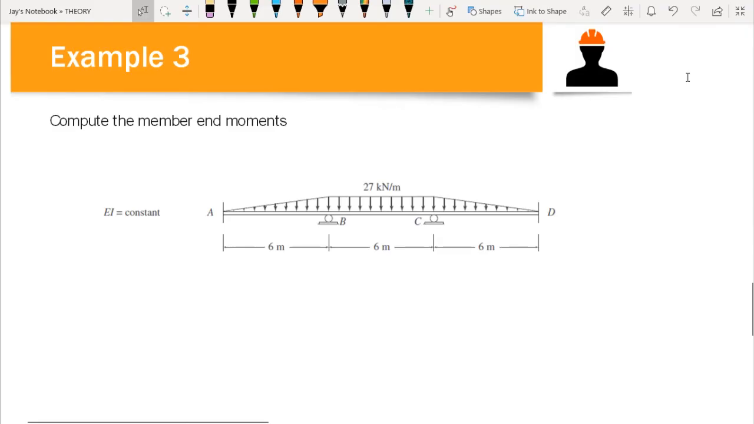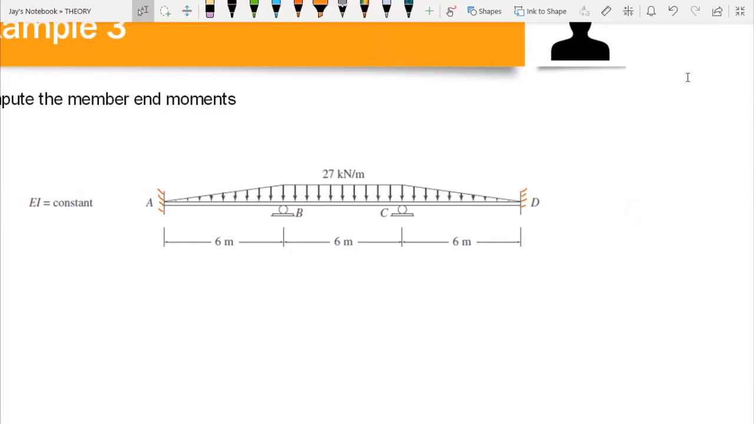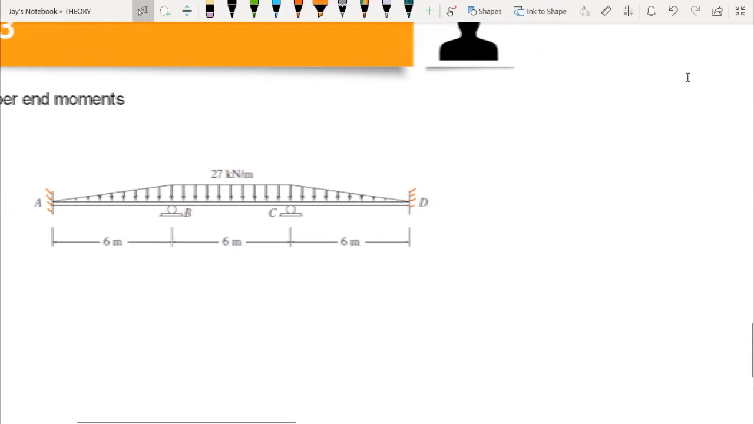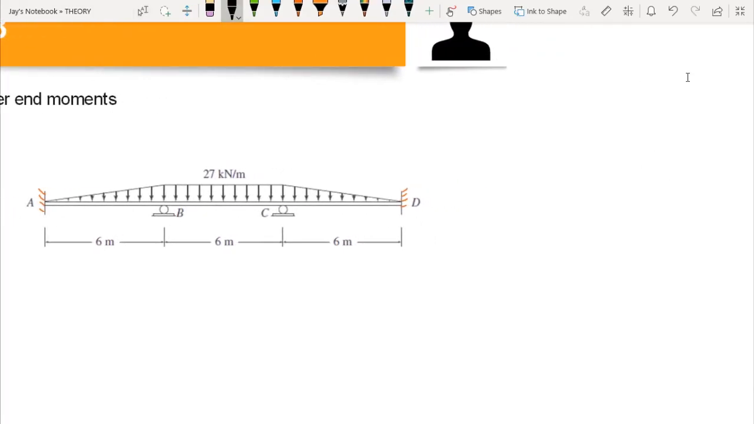Okay? Now for our example number 3, we have this continuous beam ABCD in which A and D are fixed supports and EI is constant. So we can first compute the fixed end moments. We have fixed end moment AB. This is a triangular load.